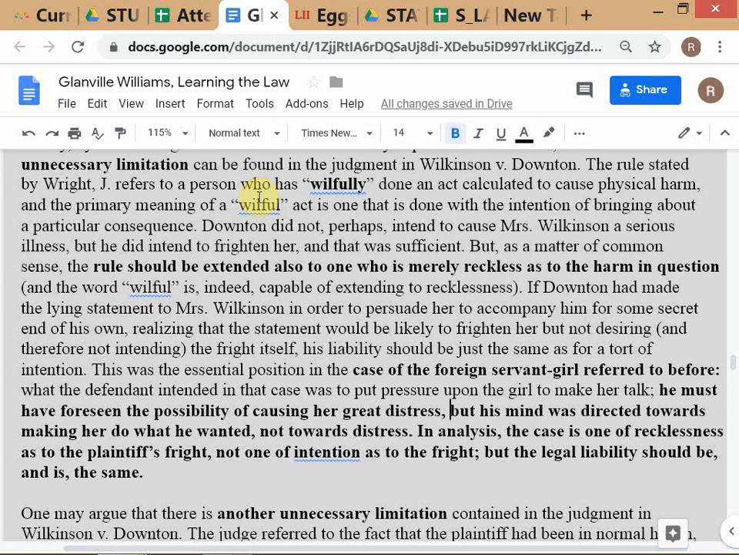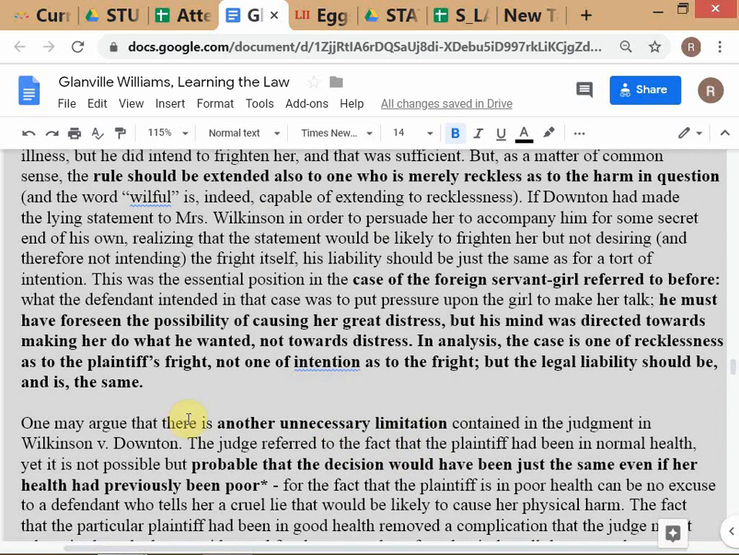So you're just callous about the risk of your actions. That's what it is. Reckless means you're callous about the risk of your actions. Although you do not directly intend the harm, in this case the court said you should face the same liability as someone who does it willfully, because your actions are so obviously likely to cause harm that you should have foreseen the risk and should have been able to appreciate it. So he must have foreseen the possibility of causing distress.